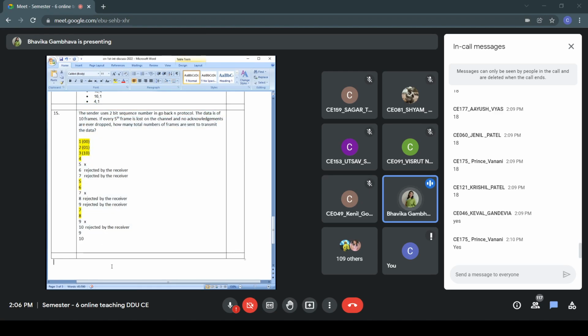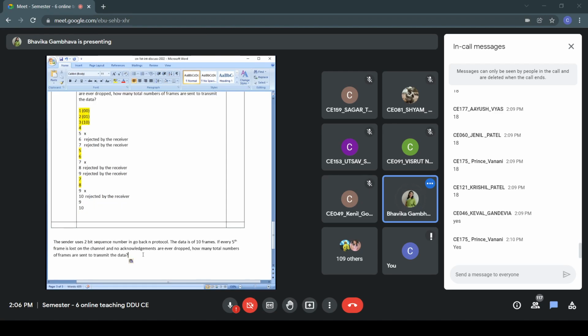Let us do one example and that will go back to some of the points which are missed in the data link layer. So let us say we are using 2-bit sequence number. The message is of 12. Let us keep it 10 only. In every 4th frame is lost on the network.